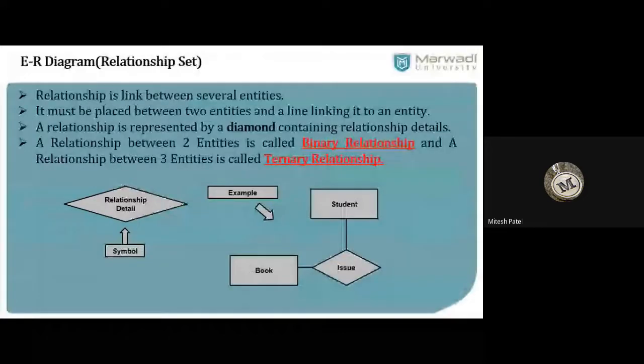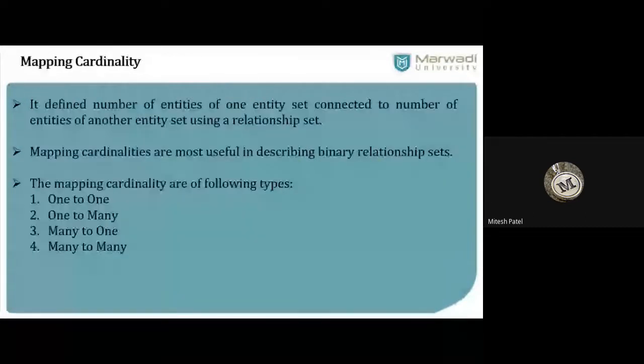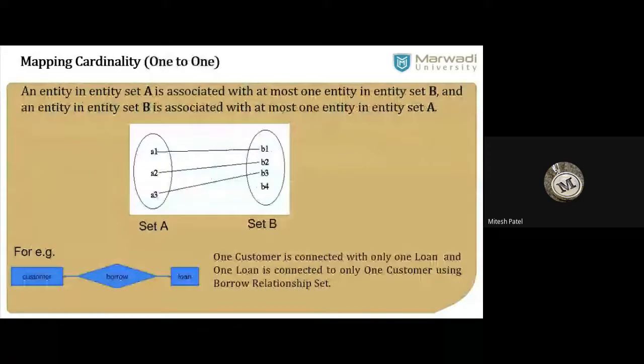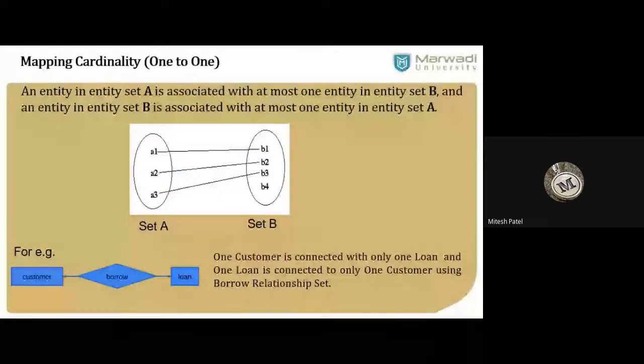Next, a relationship connects two or more entities by using the diamond symbol. Next, mapping cardinality: one to one, one to many, many to one, and many to many. You can represent mapping cardinality by using a direction arrow.